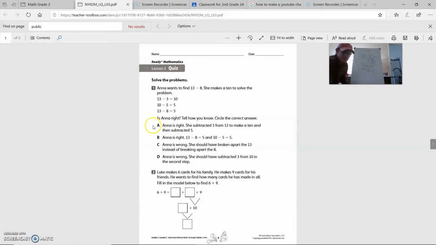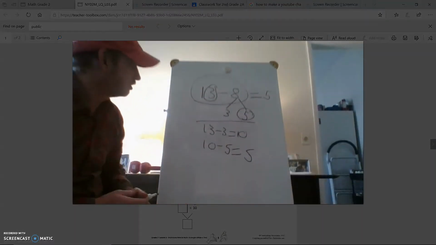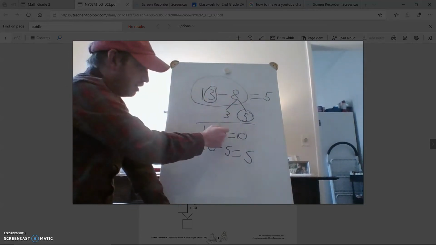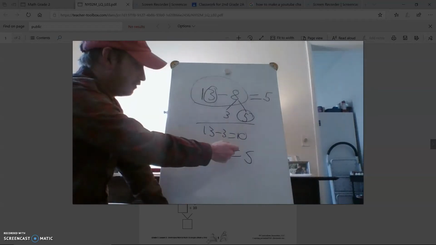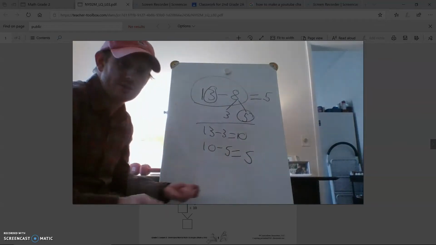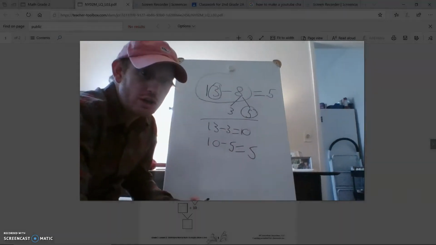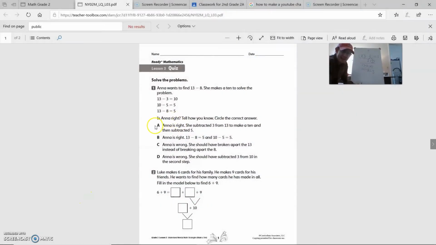Let's see. Is Anna right? Tell how you know and circle the correct answer. Number 1, Anna is right. She subtracted 3 from 13 to make a 10 and then subtracted 5. Well, let's see. First, she subtracted 3 from 13 to make a 10. Then she subtracted 5 from 10 to make a 5. So yeah, that's exactly what she did. So our answer is probably going to be A.